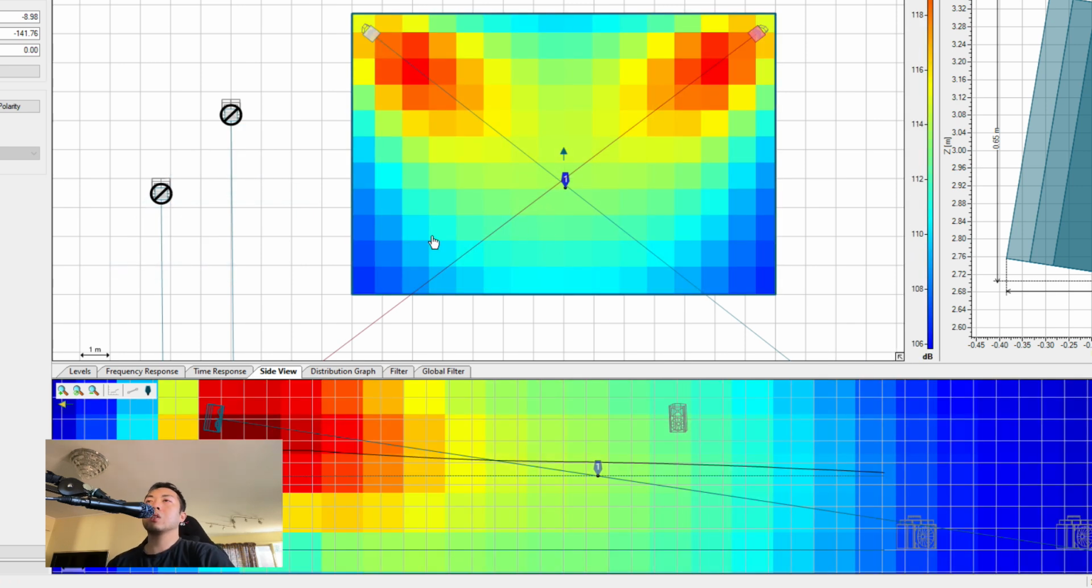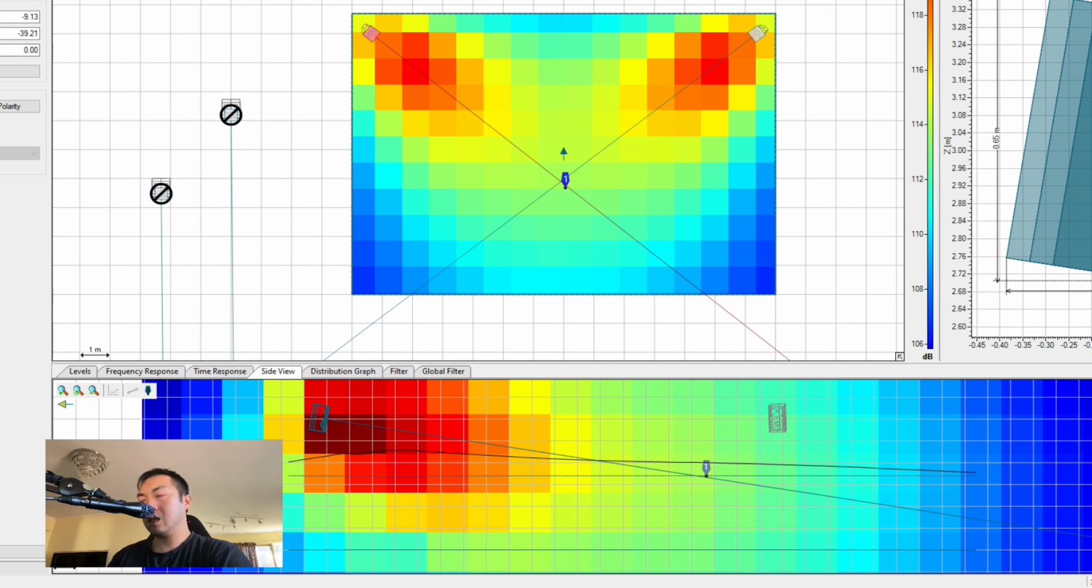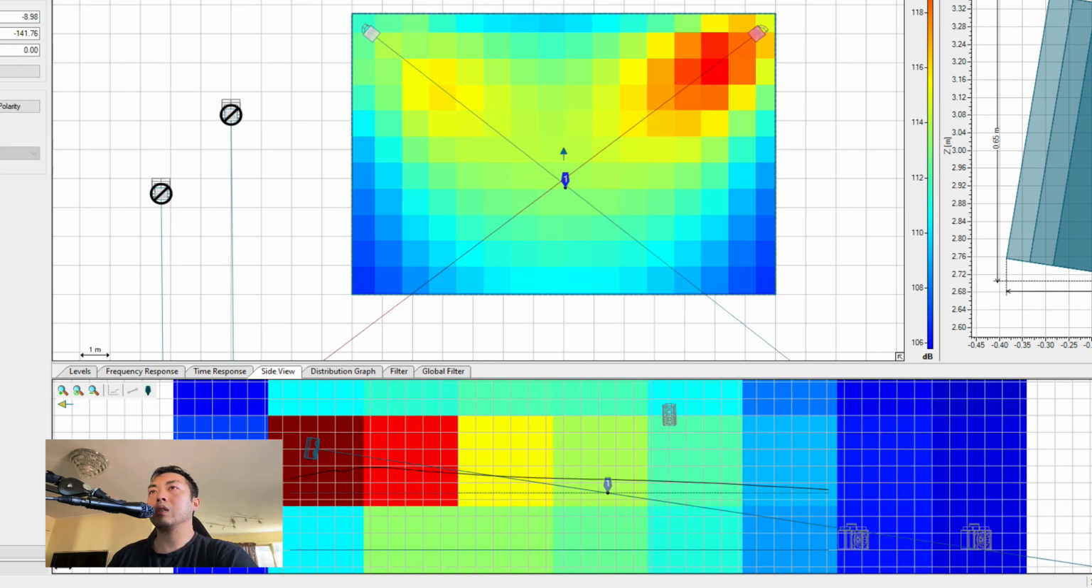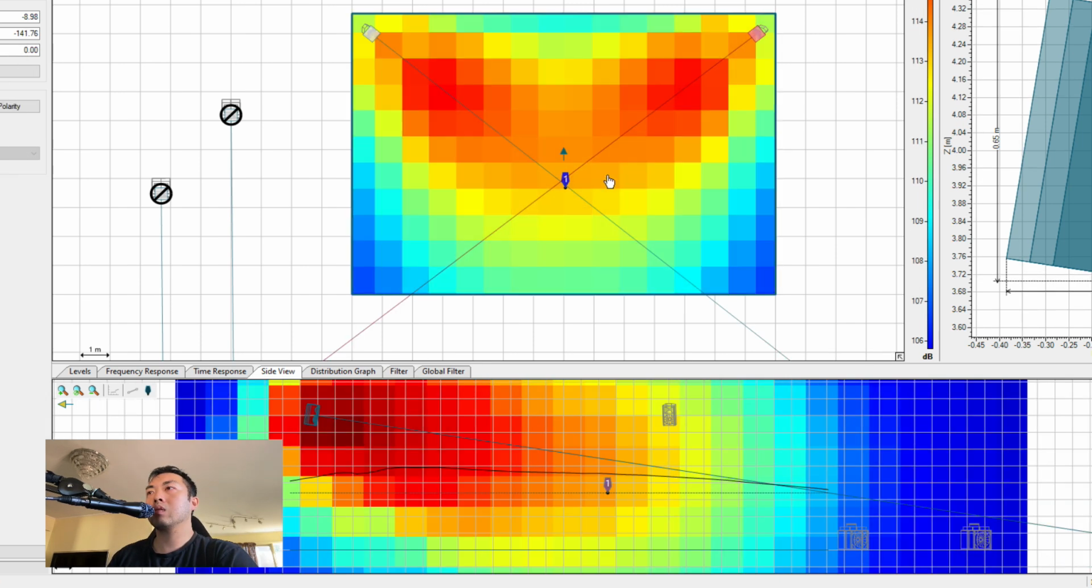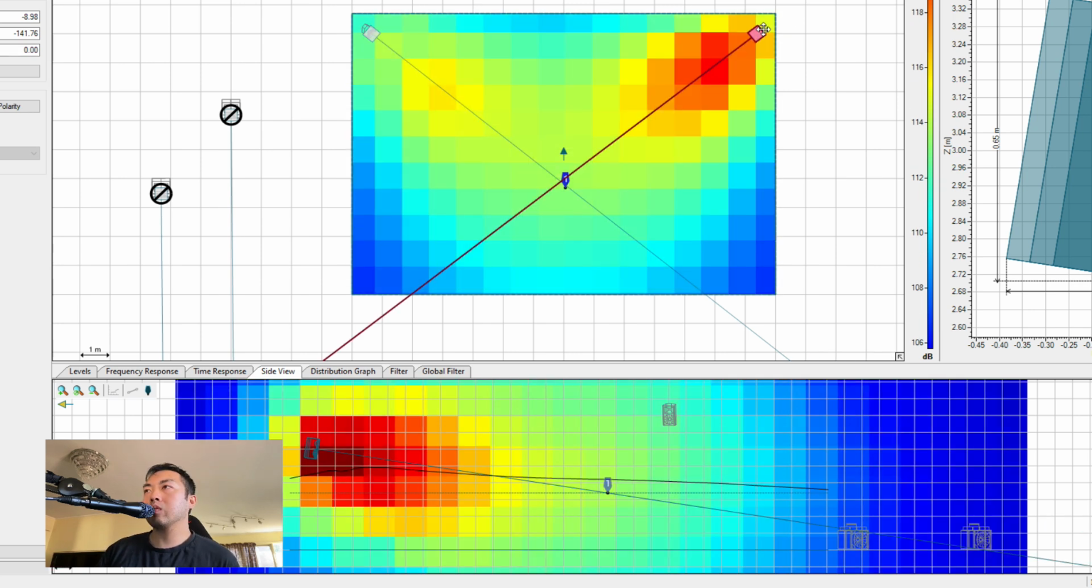There we go. So let's now raise this another meter. By raising it another meter, you basically get a wonderful even distribution across the room, or even half a meter.